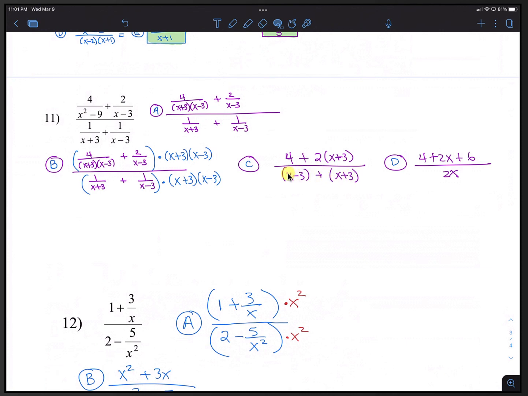Now, you're adding these two expressions. So this x plus that x is 2x. And then minus 3 and positive 3 cancel each other out. In step E, you're adding the 4 plus the 6 together to get 10. And then for our final answer, you just simplify by dividing all the coefficients by 2. So you'll get x plus 5 over x for your final answer.